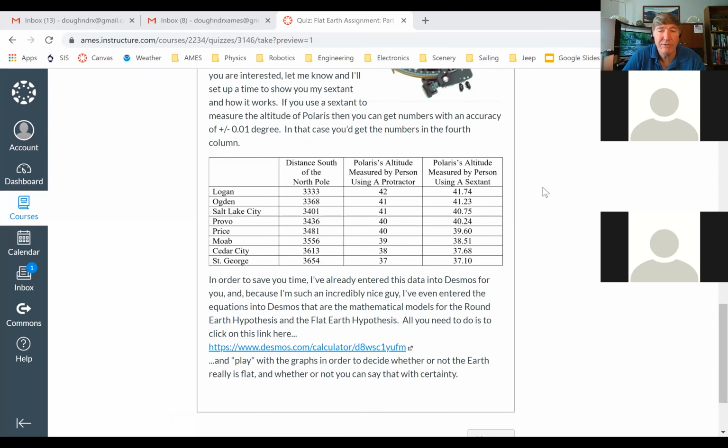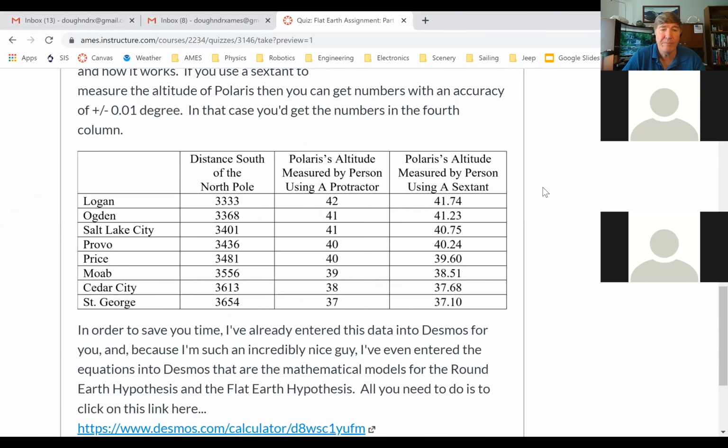Now, what you see on your screen right now is actual data that has been measured. And you remember the rule was you weren't allowed to leave the state of Utah, right? So here is data that was taken from within the state of Utah. The numbers you see right here are the distances of the various cities from the North Pole. So Logan is 3,333 miles away from the North Pole. That's a number that's pretty easy to remember. Salt Lake is 3,401. St. George is 3,654.